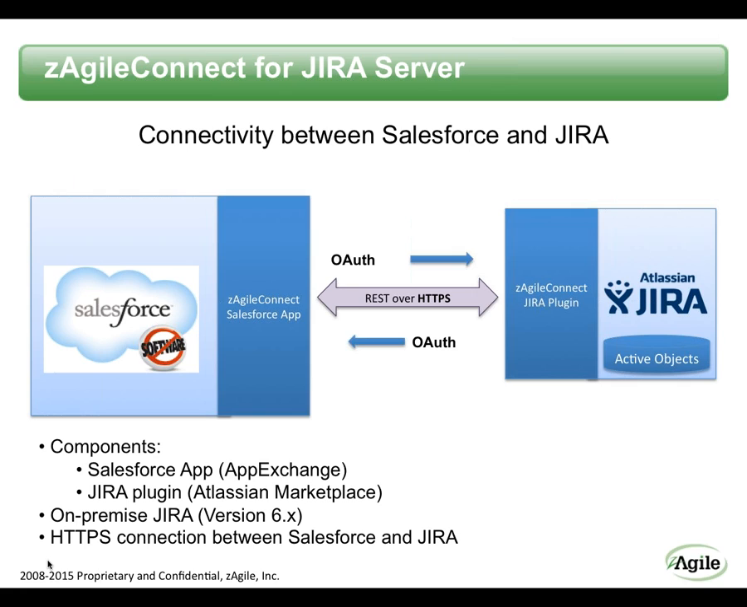Also, to point out a couple of other things as you start to evaluate this: for Jira Server, zAgileConnect consists of two components. There's the Salesforce package, and then there's a Jira plugin, and the two need to communicate over HTTPS. So it's important to make sure that if you are interested in it for your own hosted Jira, it can communicate with Salesforce behind the firewall or through the firewall.